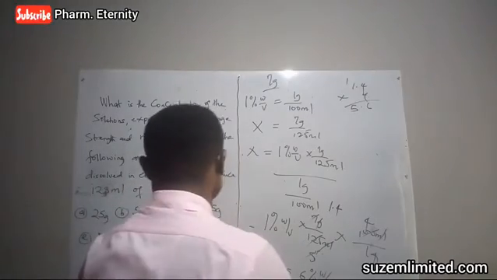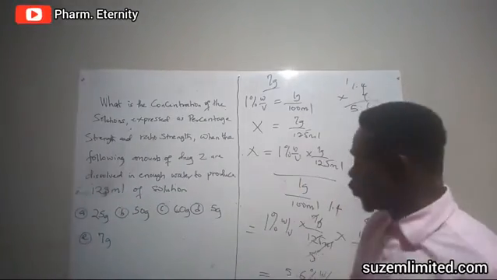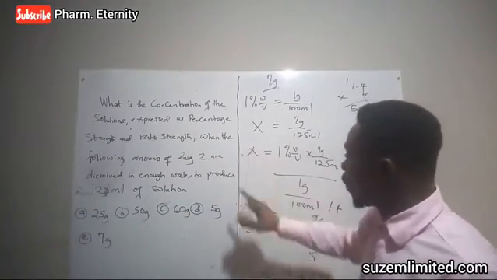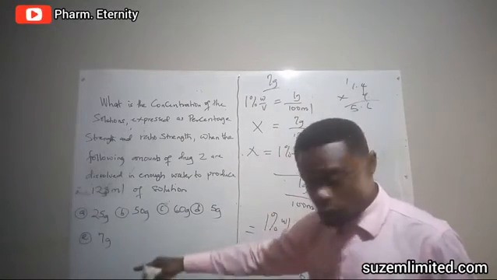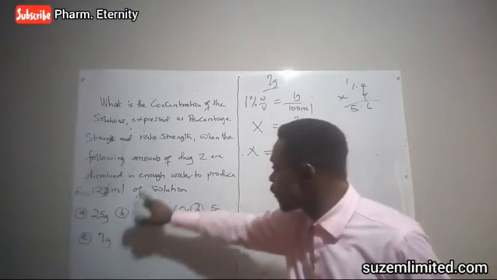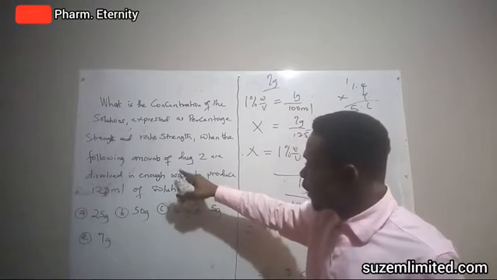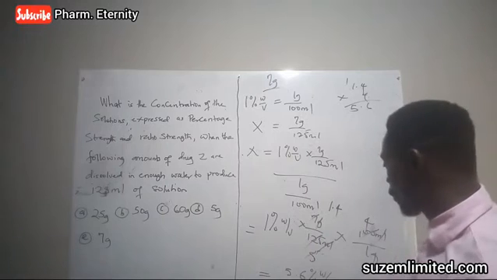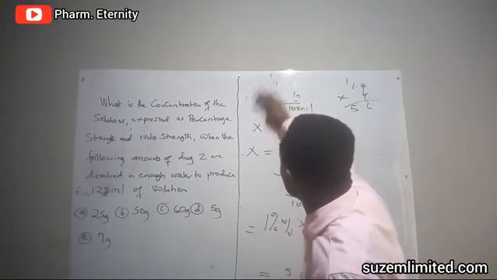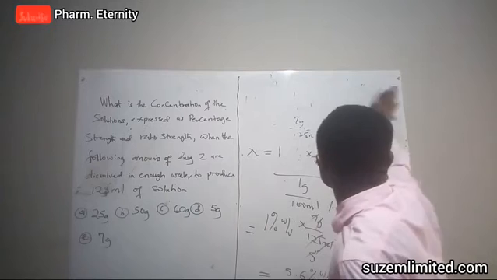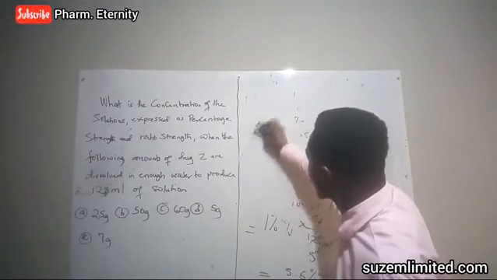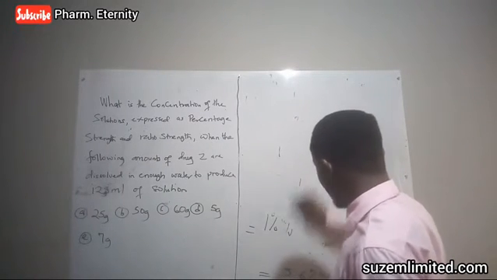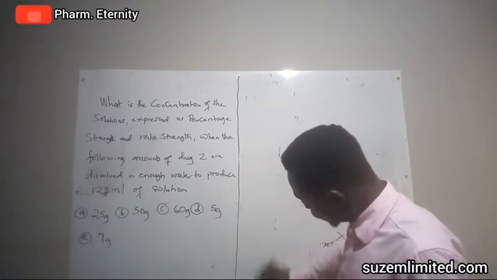Volume. So let's go over to, we just calculated the percentage strength of the solution that will be formed or produced when 7 gram of drug Z is dissolved in enough water to produce 125 ml of solution. So let's continue. Let's go over to the ratio strength of the solution that we produced.